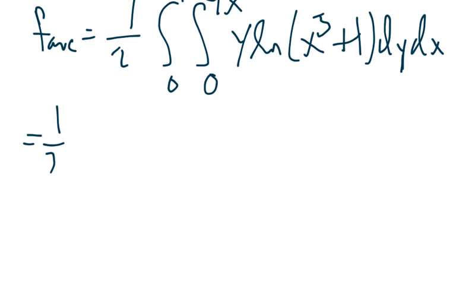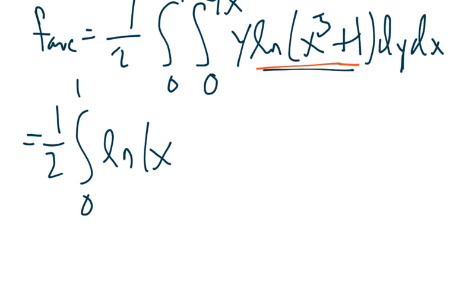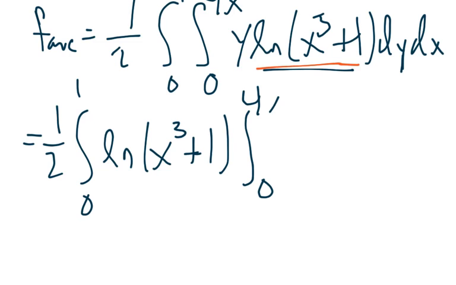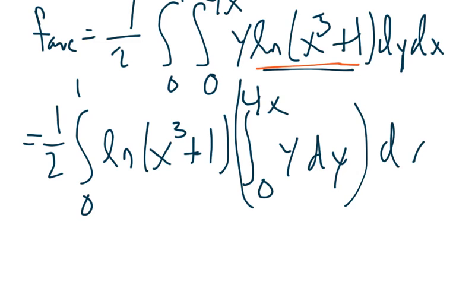Okay, so this is going to be 1/2, 0 to 1. I'm going to bring my ln(x³ + 1) outside, because it doesn't depend on y, right? So I have ln(x³ + 1), and then 0 to 4x, y dy. After I do this integral, I'll do dx.